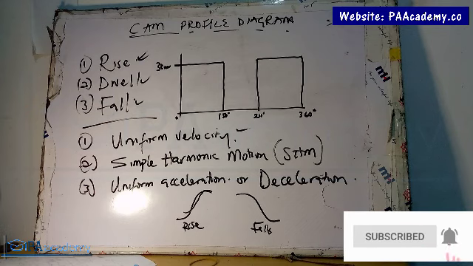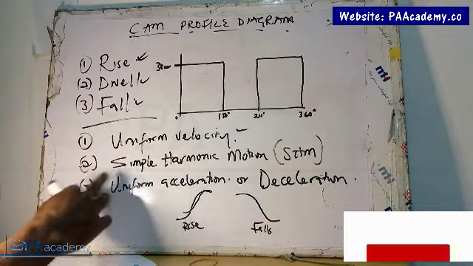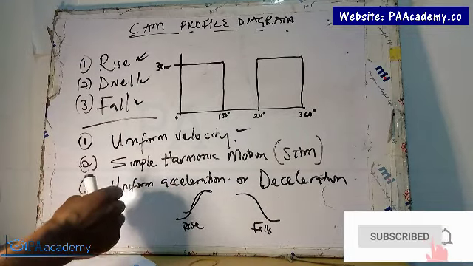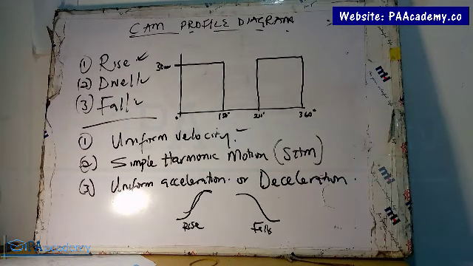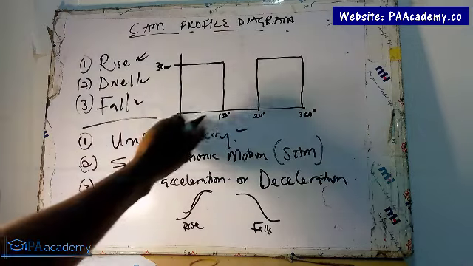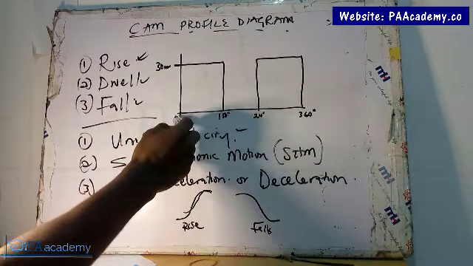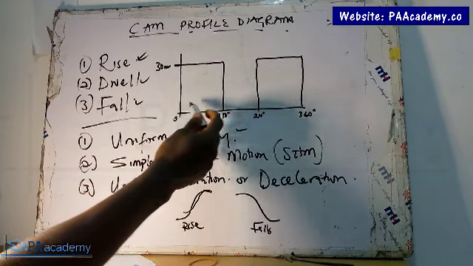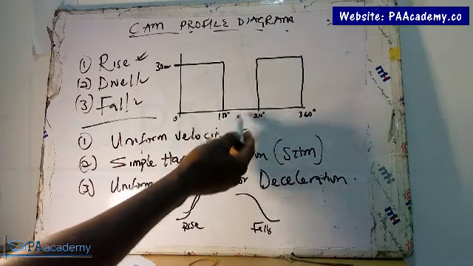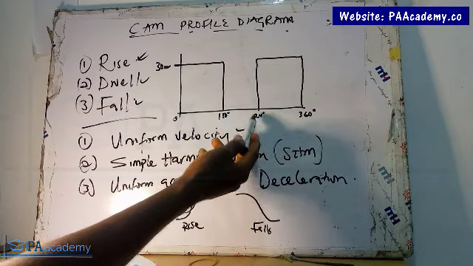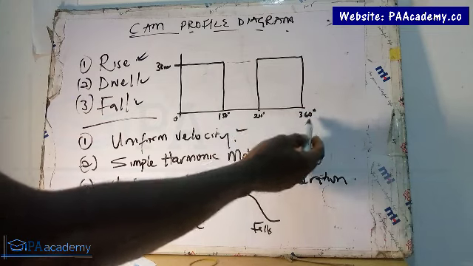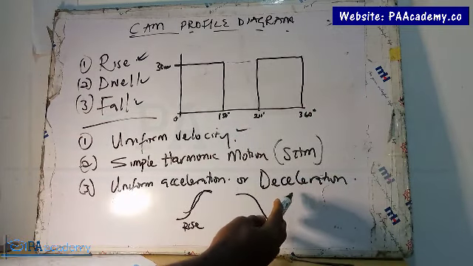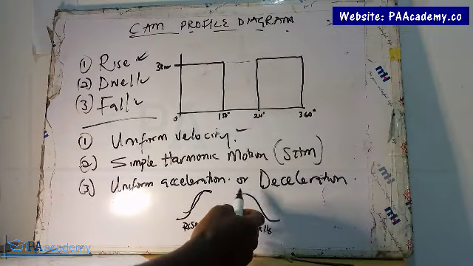So now let's look at the third one. We looked at uniform velocity with simple harmonic motion. Now let's look at uniform acceleration. Once the question tells you that it rises with uniform acceleration, definitely it's going up. Let's pick this as an example. Let's say the question says that from 0 degrees to 150 degrees, it rises with uniform acceleration, and then from 150 to 210 it dwells. That means it goes on a straight line like this, and then from 210 to 360 it falls with uniform deceleration. So let's just use that to explain it.